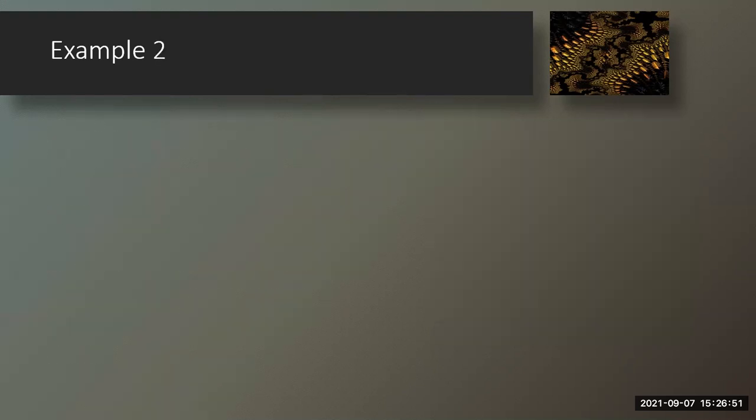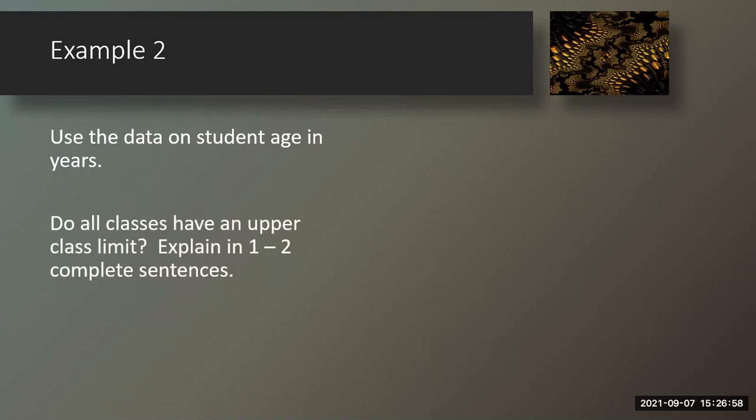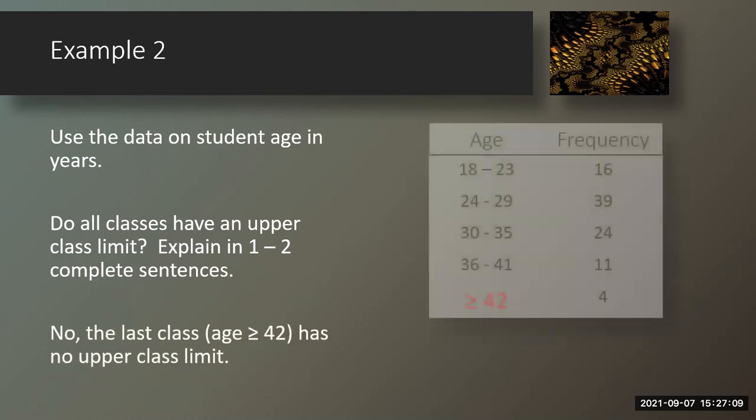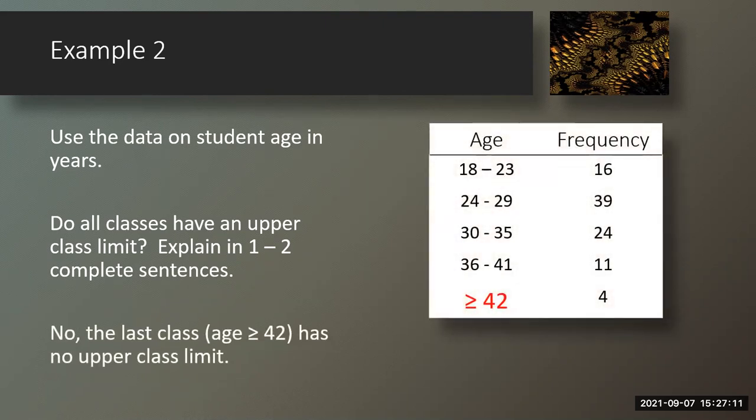Here's another example. We're going to use the data on student age in years. And I'm going to ask a question. Do all classes have an upper class limit? And I'll ask for an explanation in 1 to 2 complete sentences. If I take a look at my data, I notice that the last class begins at age 42, but has no upper class limit. So no, the last class, age greater than or equal to 42, has no upper class limit.